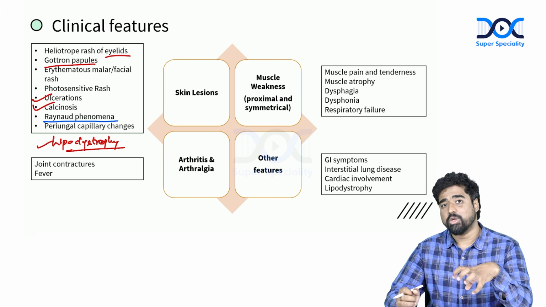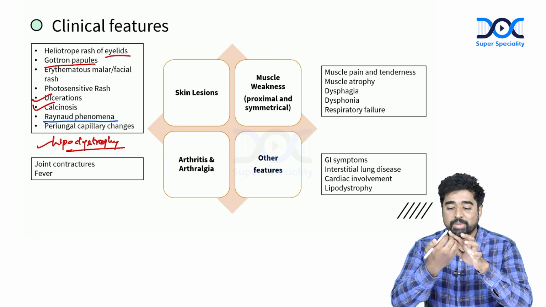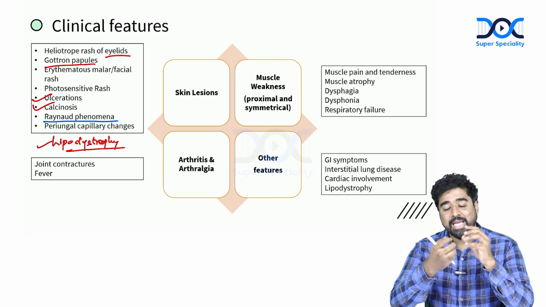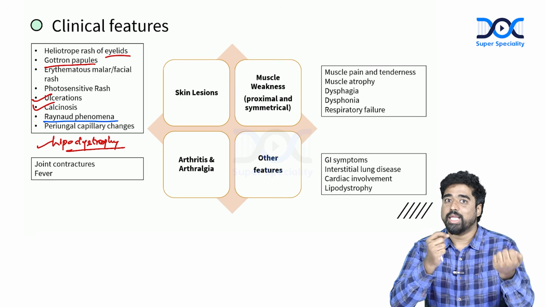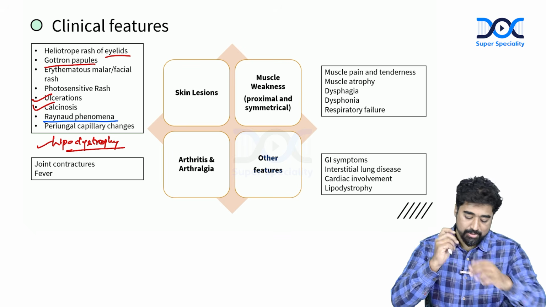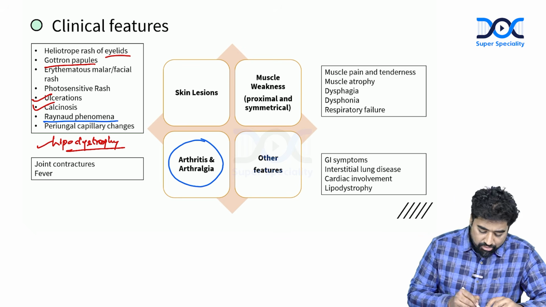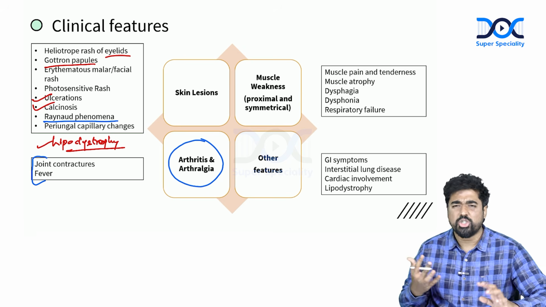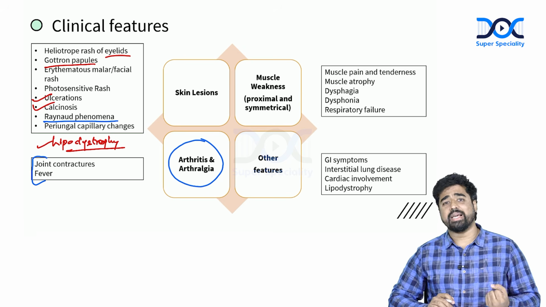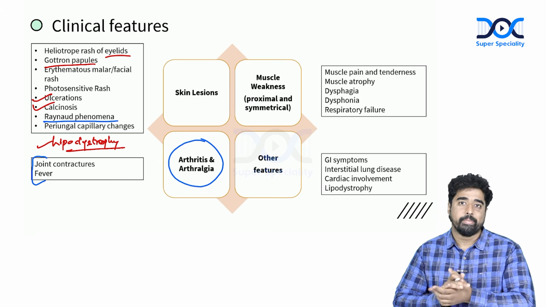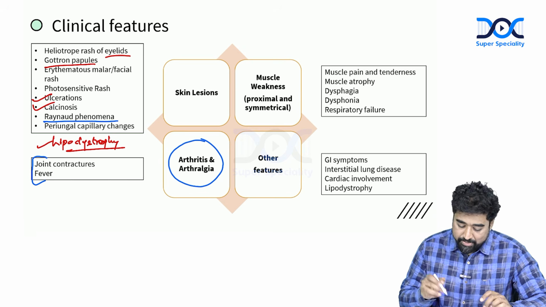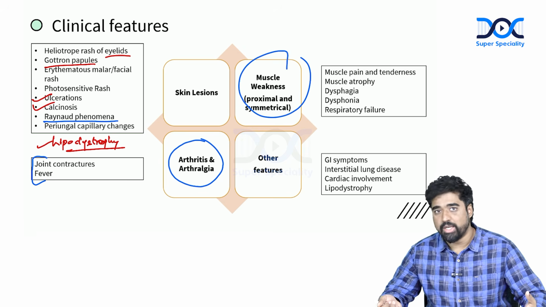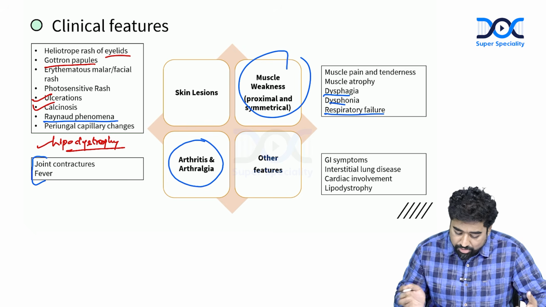So all of these microvasculopathy abnormalities cause changes in your nail fold capillaroscopy, right? Apart from that, there is joint involvement. Like most rheumatological illnesses, joint contractures, fever. Joint contractures can occur, definitely can, but usually it's just joint pains, arthralgias, arthritis, and fever. Muscle weakness, obviously very important. Dysphonia, dysphagia, muscle atrophy, all of this can occur.